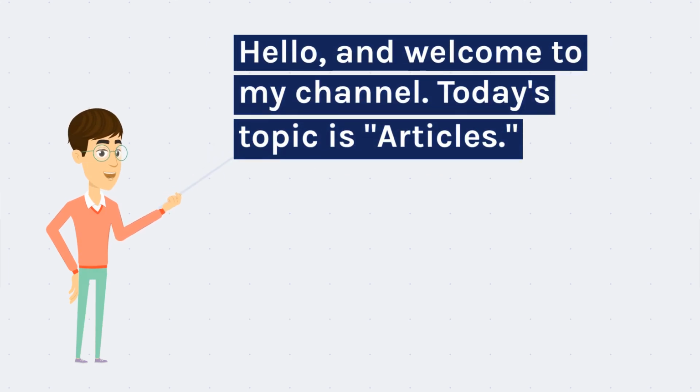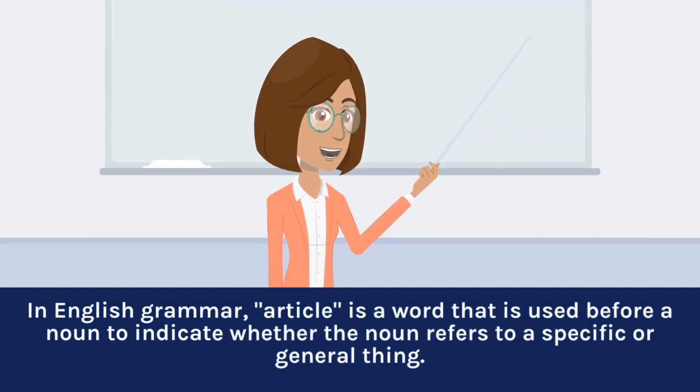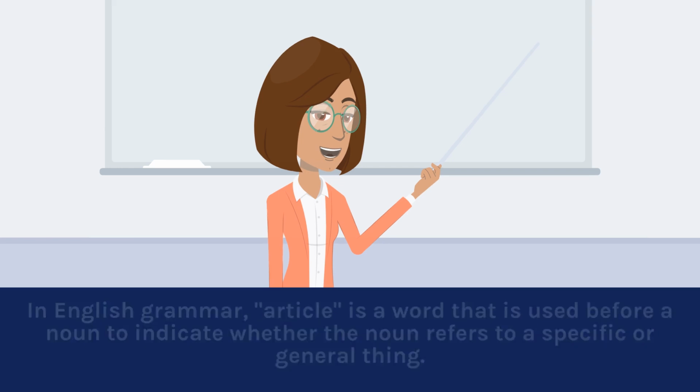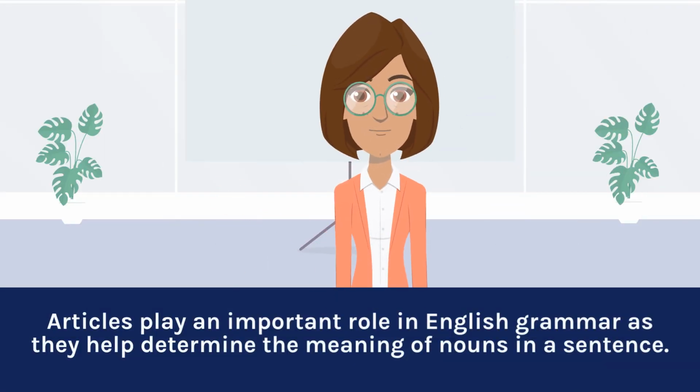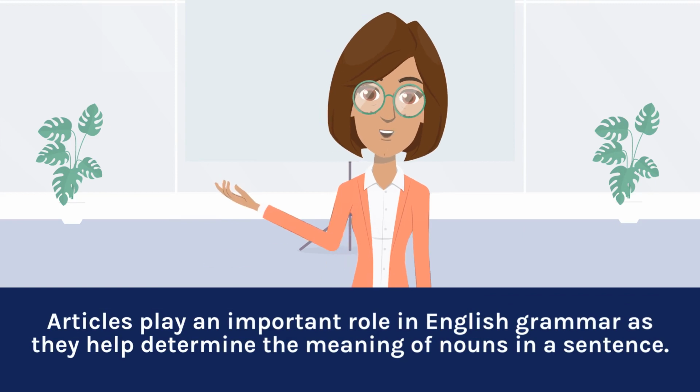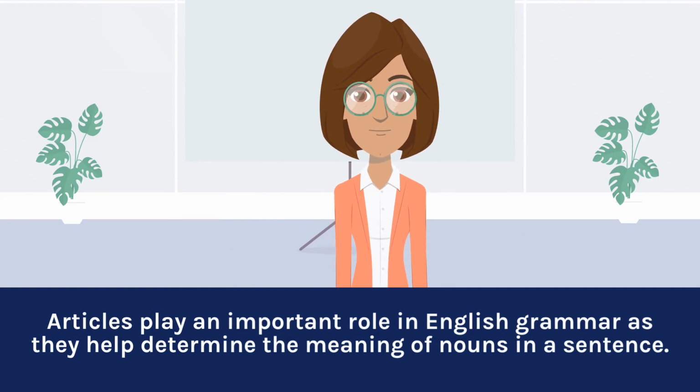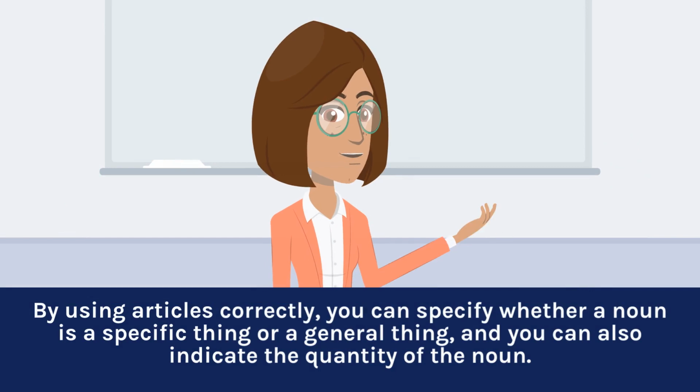Today's topic is articles. In English grammar, an article is a word that is used before a noun to indicate whether the noun refers to a specific or general thing. Articles play an important role in English grammar as they help determine the meaning of nouns in a sentence. By using articles correctly, you can specify whether a noun is a specific thing or a general thing, and you can also indicate the quantity of the noun.